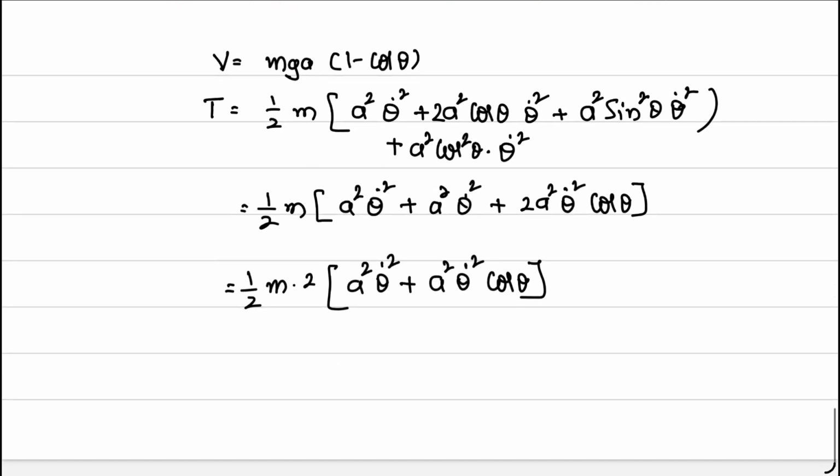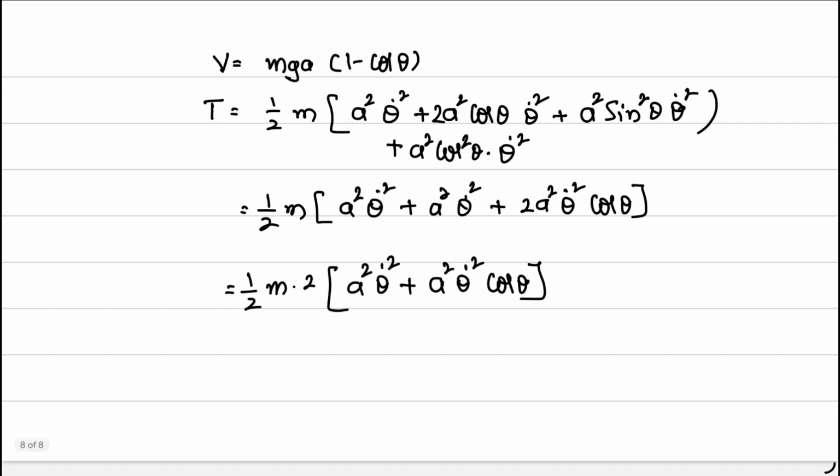Are you able to understand? That is equal to, 2 gets cancelled, ma square theta dot square into 1 plus cos theta. Very simple. What is 1 plus cos theta?